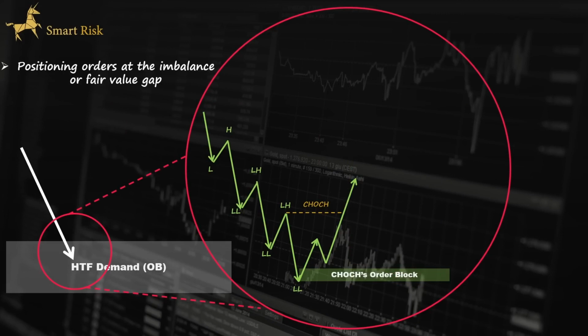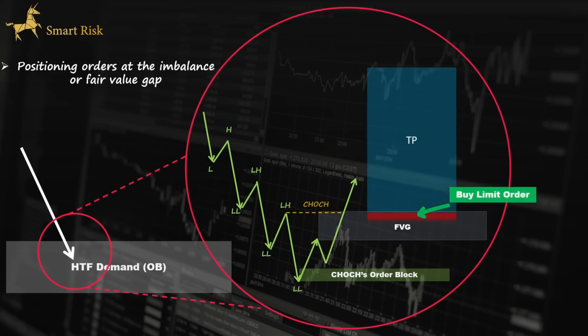Firstly, after identifying the market structure shift on the lower time frame, we position our buy or sell limit order at the imbalance or fair value gap created by the change of character wave. Then, we wait for the price to trigger our pending order and initiate our entry into the market. We've thoroughly covered this entry technique in our previous episodes.